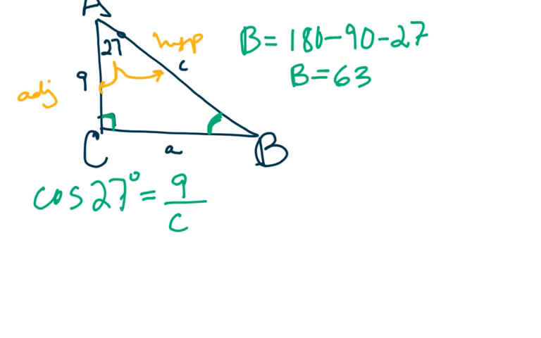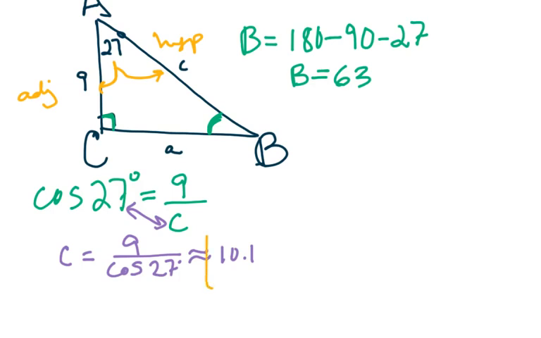So what I'm going to do is swap these out, basically. So c is going to equal 9 over cosine 27, and that gives us approximately 10.1. I'll leave it there. Okay. These are reasonable numbers so far, which leaves us with, we found big B, we found little c, that means we still need to find a, little a.